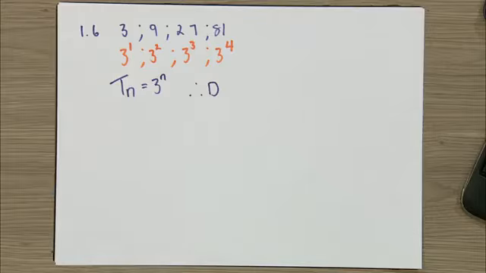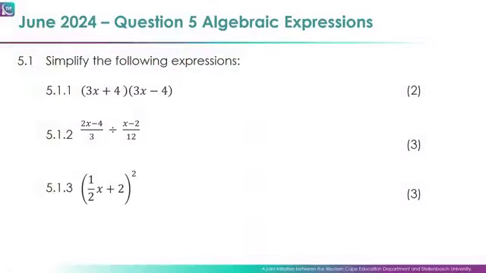So now grade 9s, now we get to the interesting part, our algebraic expressions. We're going to start with question 5.1. Very important to always read the instruction, please. It says simplify the following expressions. And grade 9s, that is 8 marks, but I am going to give you 6 minutes to do that for me. So you've got 6 minutes to do question 5.1 for us.